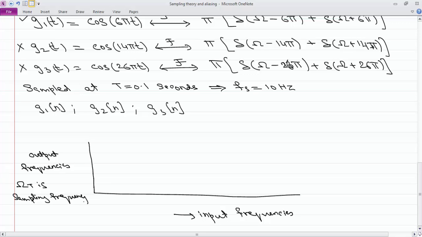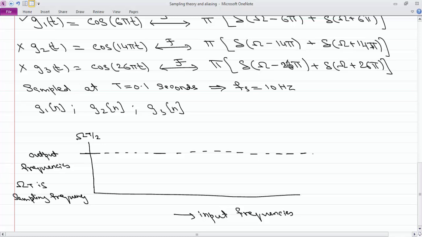If your sampling frequency is omega t, then we know that we cannot reconstruct any frequency that is above omega t by 2. So your output frequencies will always be limited to omega t by 2. Your input frequencies can be as large as you want. Your output frequencies will always be limited to omega t by 2. Okay?